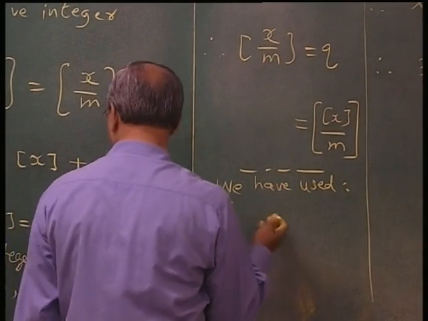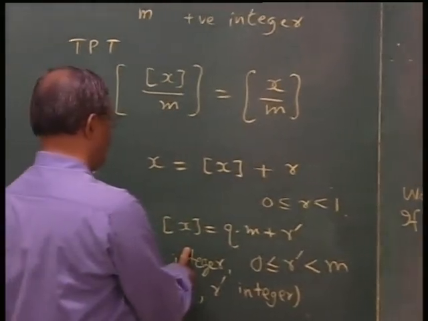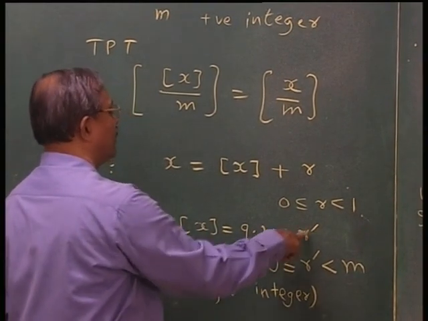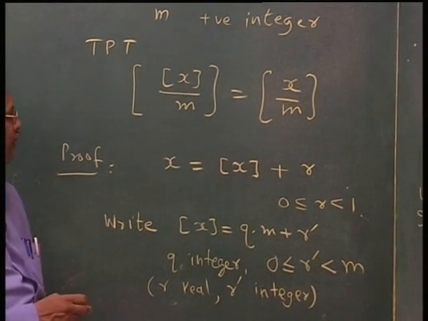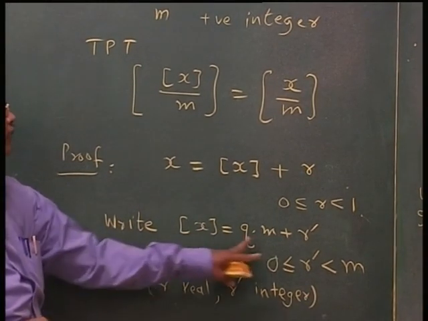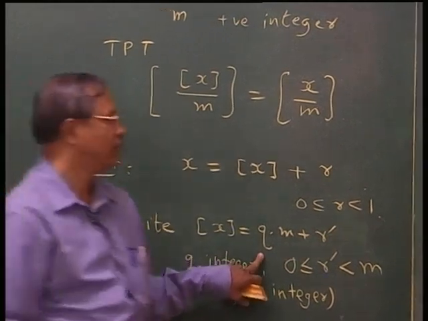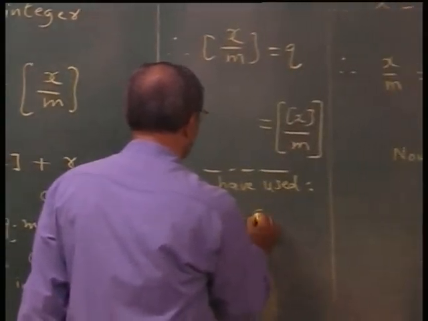What did we use here? Directly you can see, divide this by m, what do you get? If you divide the integral part of x by m, you get q plus r dash upon m. So the integral part of x by m is equal to this quotient. So this is something which we require often.